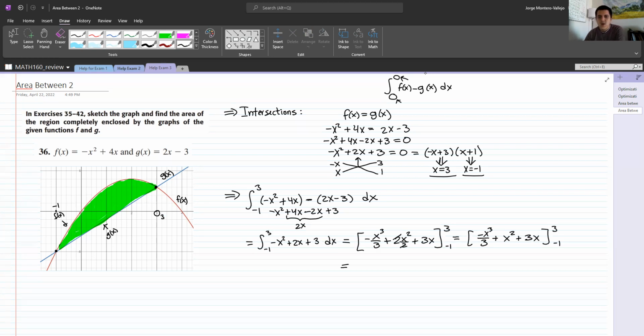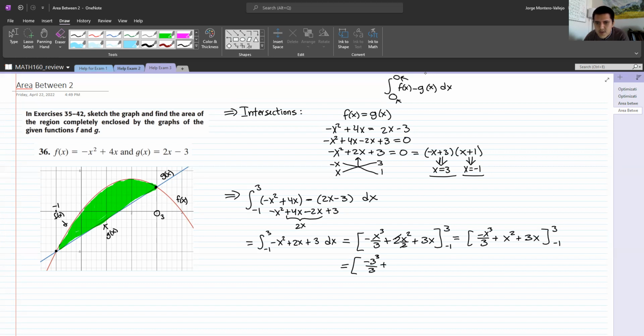The rest is now plugging in those numbers and taking the difference, right? So we need to first plug in 3, minus 3 cubed divided by 3. Now notice here that the minus sign is not being cubed. Only the x term is being cubed, okay?